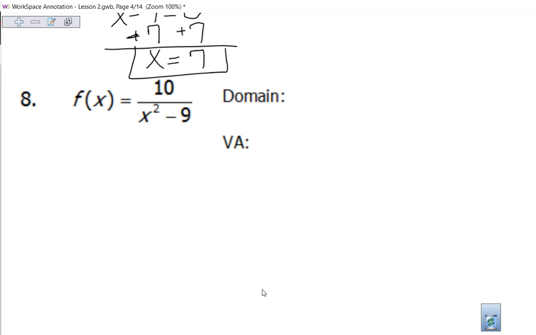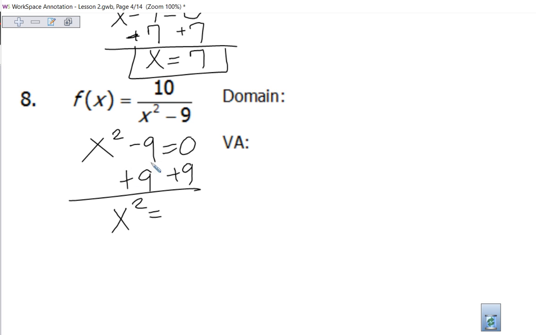Then number 8. How do I find the vertical asymptote? Set the denominator equal to 0. So in the denominator, I have x squared minus 9, set it equal to 0. Now we need to solve for x. So what can I do to solve for x? Add 9 to both sides. So that gives me x squared equals 9.